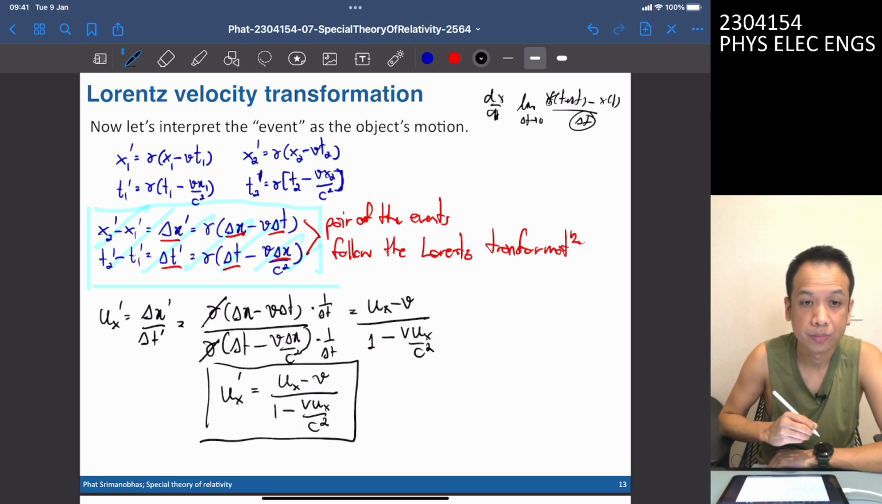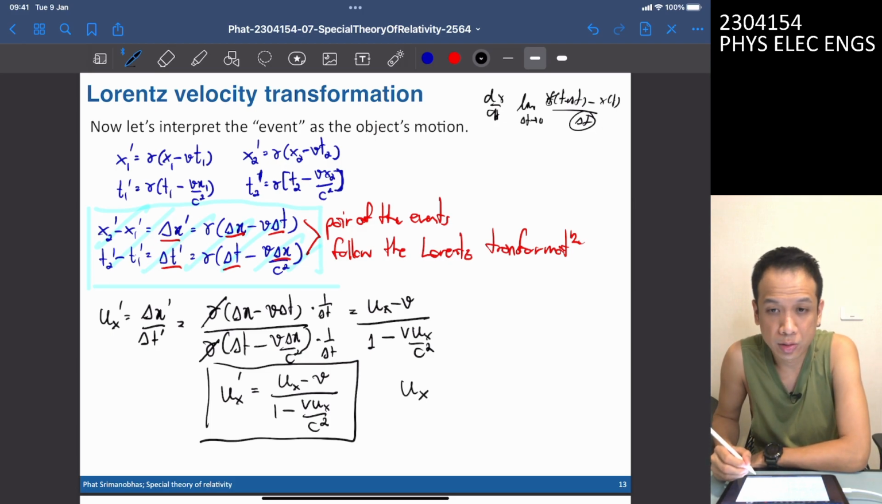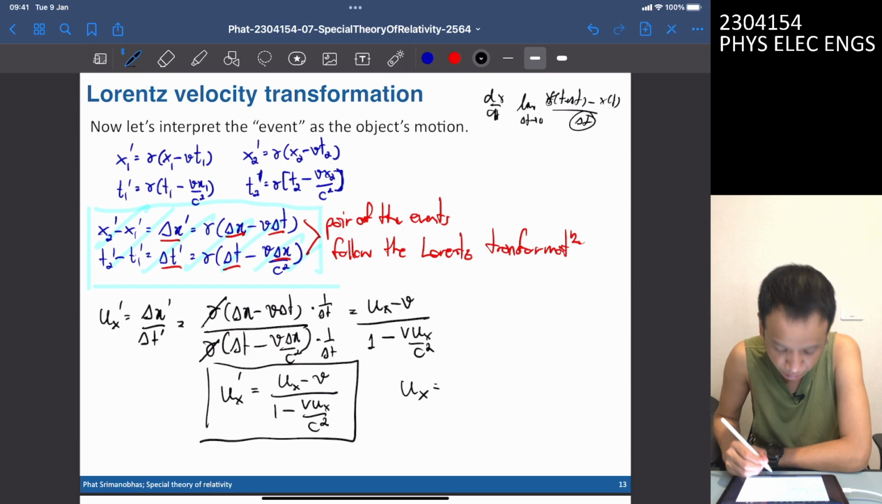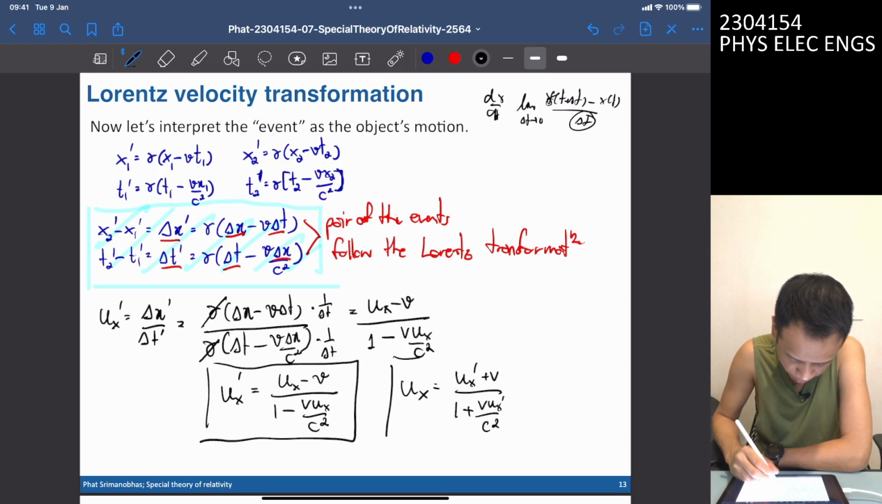Okay, and if you do the inverse, if you would like to measure the velocity in S with the information from S prime, you get ux equal to (ux prime plus v) divided by (1 plus v ux prime over c squared).